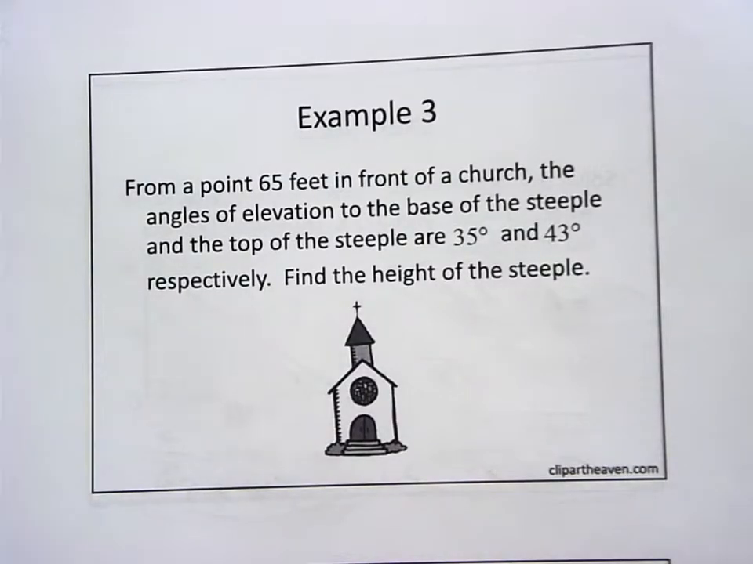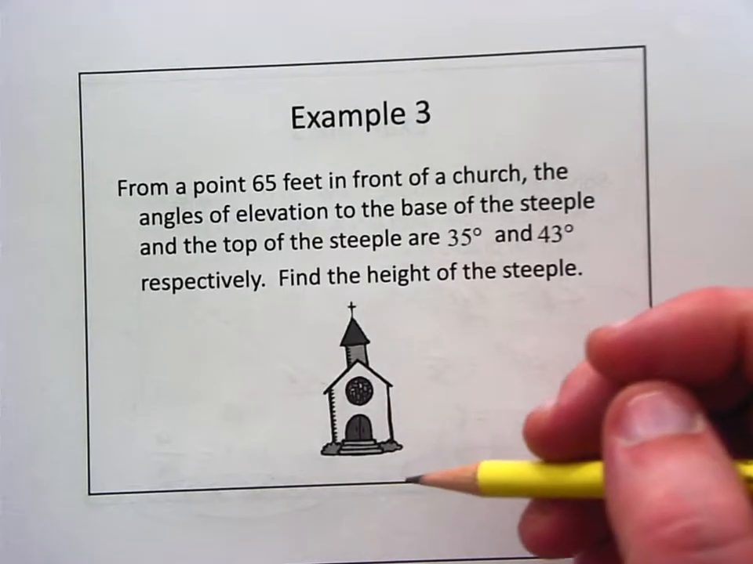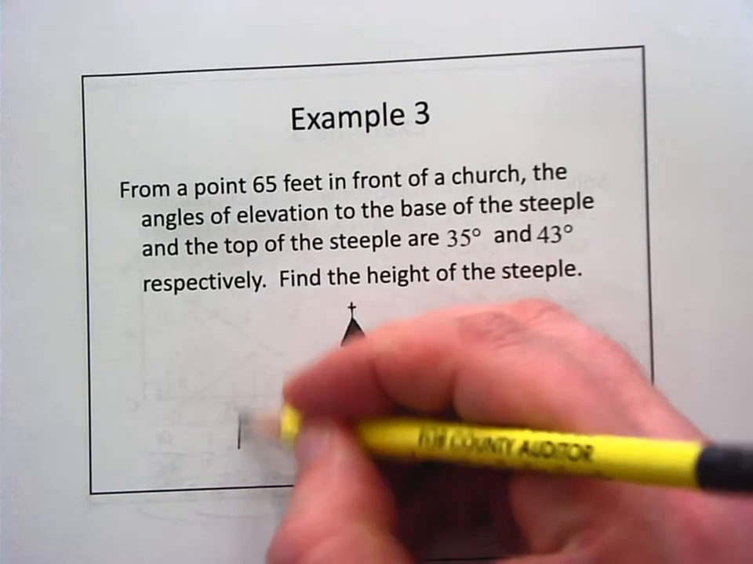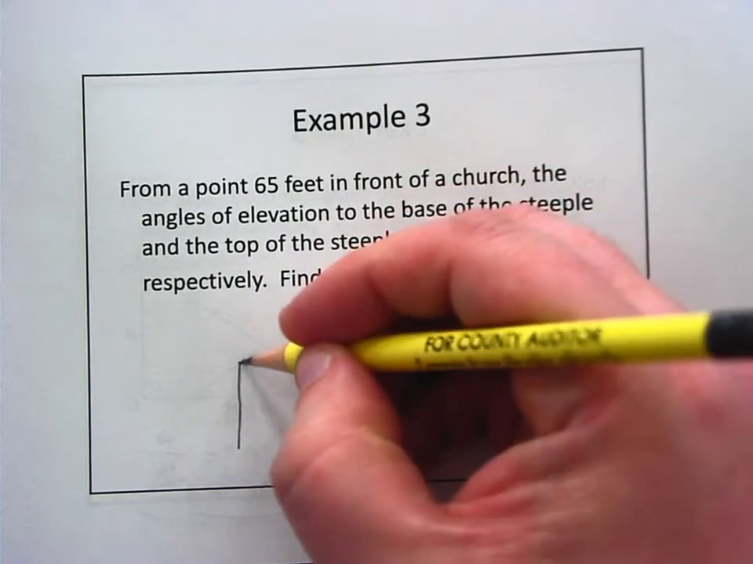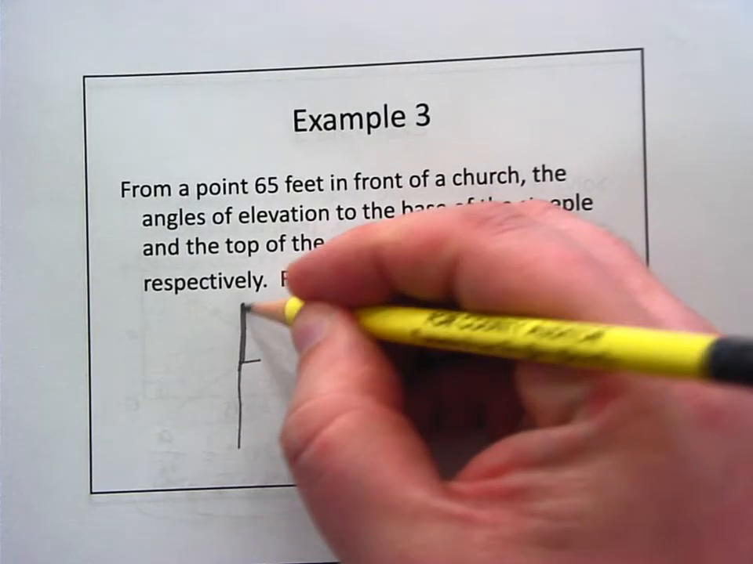From a point 65 feet in front of a church, the angles of elevation to the bottom of the steeple and to the top of the steeple are 35 degrees and 43 degrees, respectively. Find the height of the steeple. The tower on the top of the church. Okay? So if I'm going to draw this, I'm going to draw the church up to the bottom of the steeple, and then the rest of the way up to the top of the steeple.